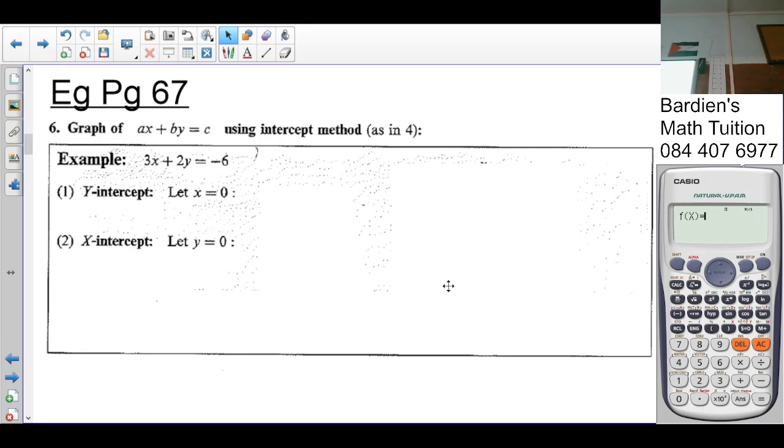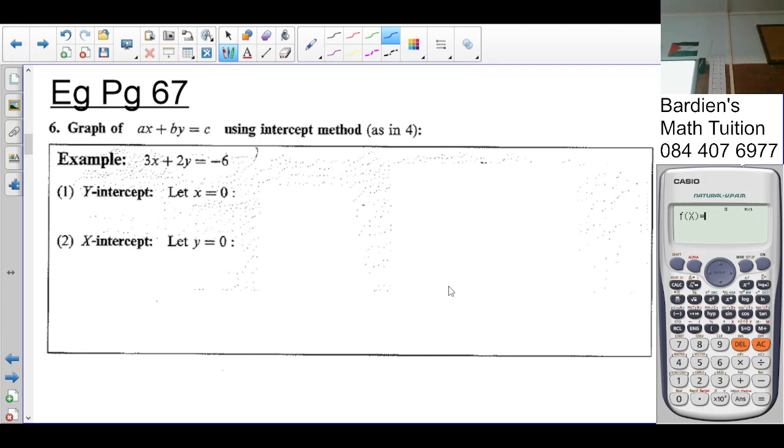Alright, so let's do this quickly before the bell rings. So we have 3x plus 2y equals negative 6. That's the form. Remember that when we worked it out before, we worked in the form y equals mx plus c. It's a different format, okay? But it's the same calculations that we do as before.